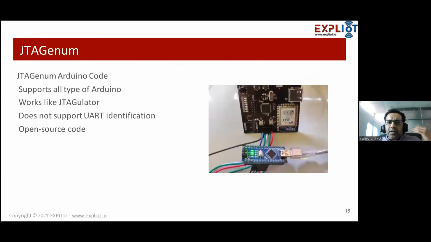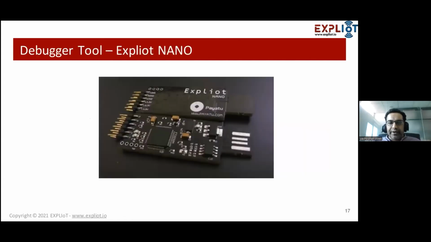Now, looking at the different tools available in the market. If you're an enthusiast, you can still use Arduino. It has a JTAGenum kind of code which you can use for JTAG identification, but it has some challenges to identify it properly. You need a lot of combinations to identify that particular system, right? Of course, it's open source, it's available for free.